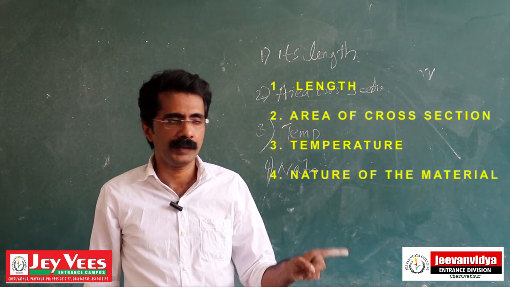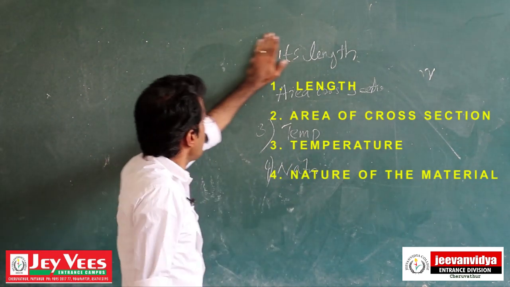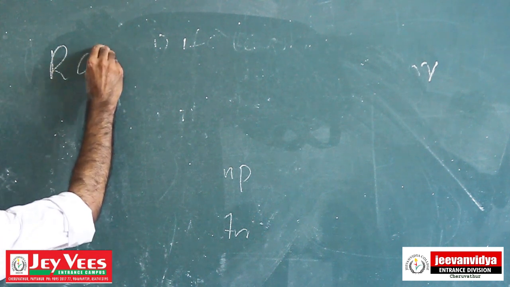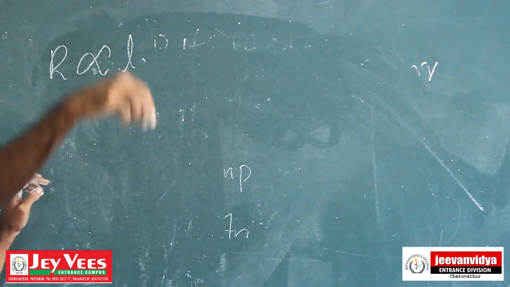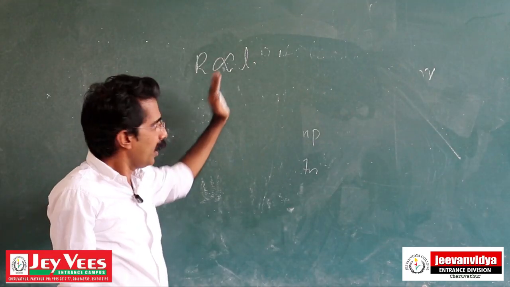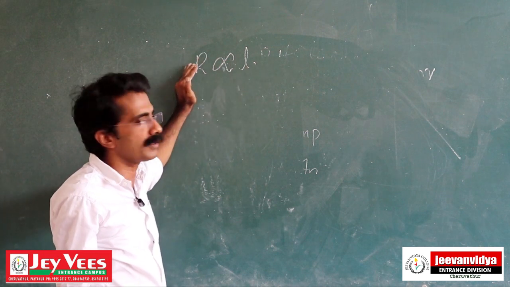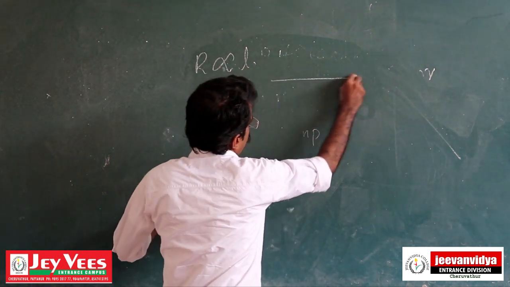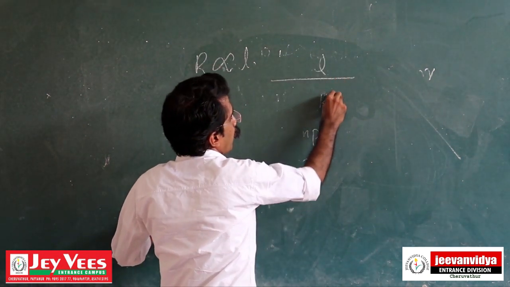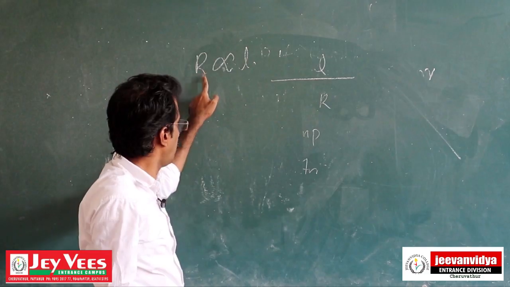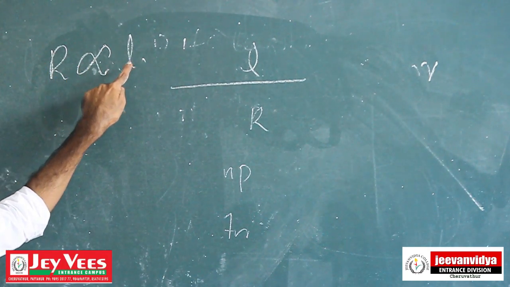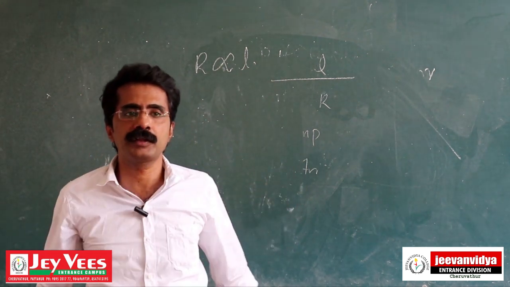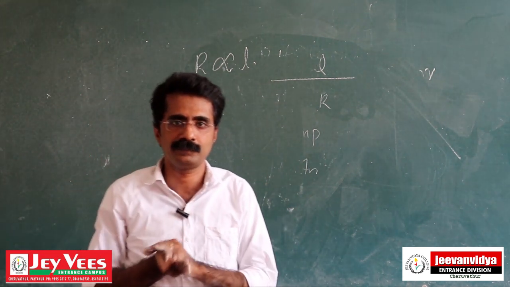Okay. Then the resistance is directly proportional to its length. That means length increases, resistance also increases. So we write down resistance is directly proportional to its length. When length increases, resistance increases.